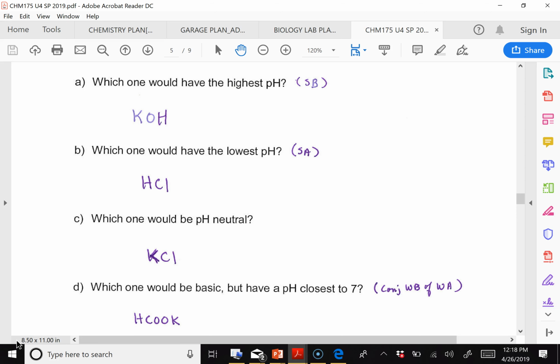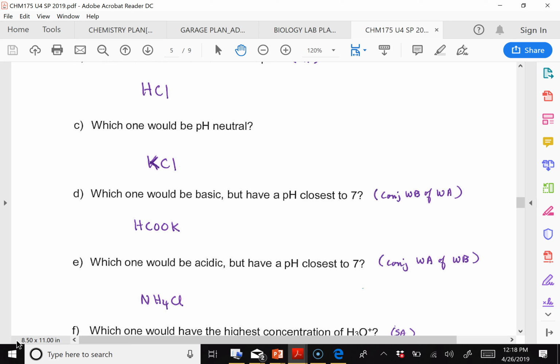For D and E, they kind of go together. In both of these cases, I wanted them to be near neutral, but just a little bit off of neutral. The one that's going to be basic, but near neutral, is not going to be your weak base. It's going to be the conjugate base of your weak acid. Put another way, the NH3 is going to be farther from 7 than this one. So it's your HCOO minus that's going to make it basic, but less basic than NH3.